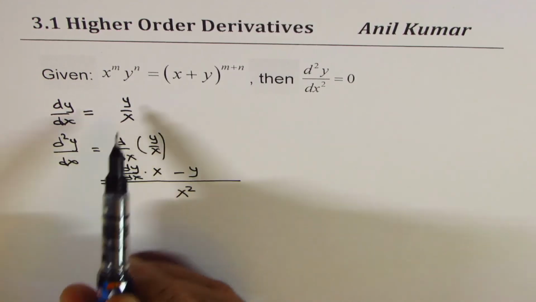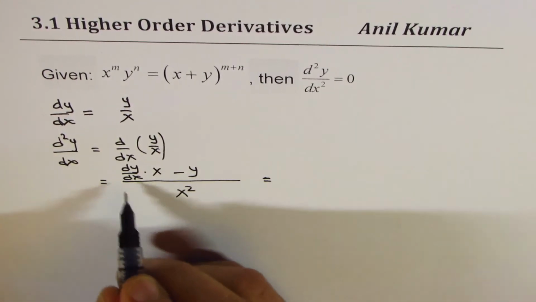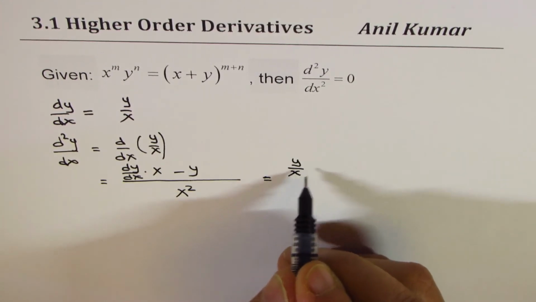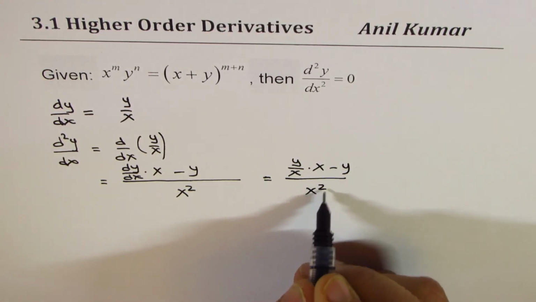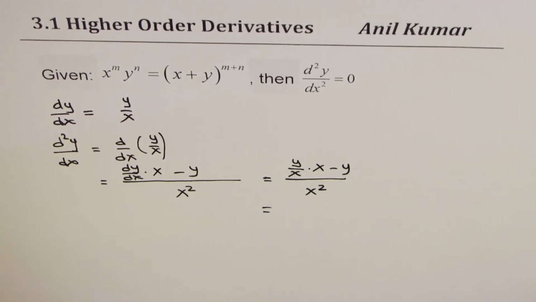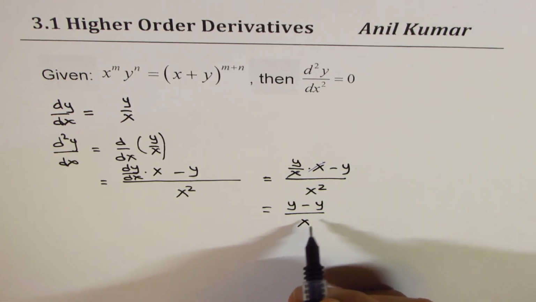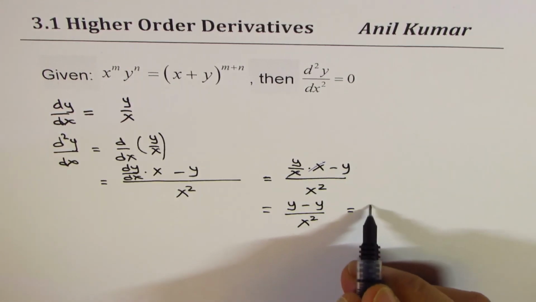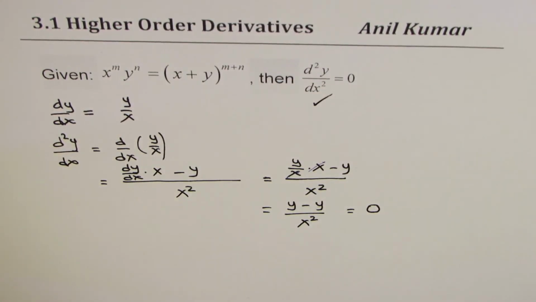Now we know dy/dx is y over x, and therefore we could write this as y over x times x minus y over x squared. Perfect. Now here you can cancel x and x, and what you get really is y minus y over x squared, which is indeed 0. So we have shown that the second derivative is 0.